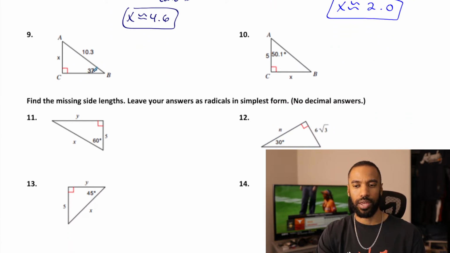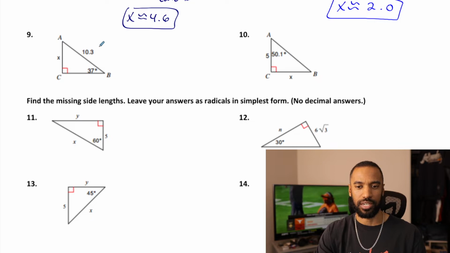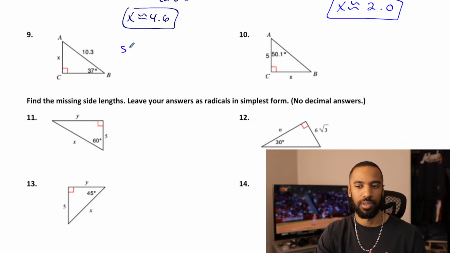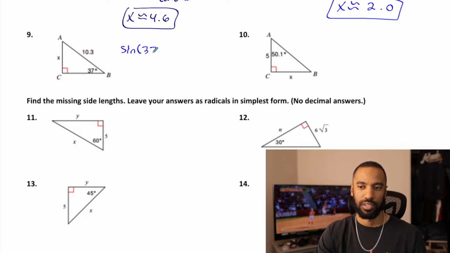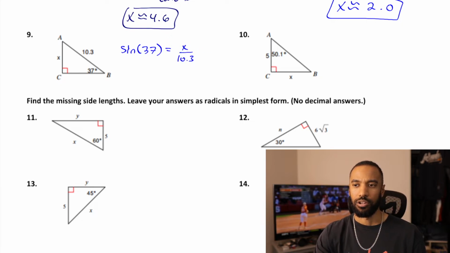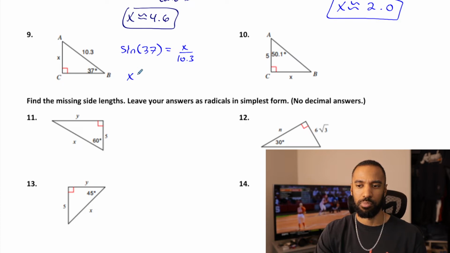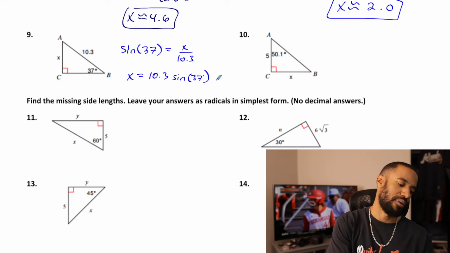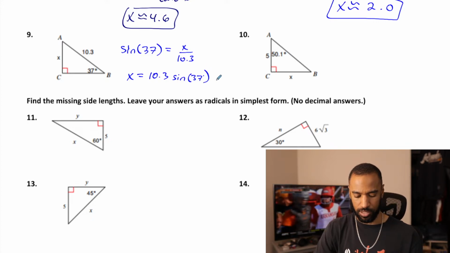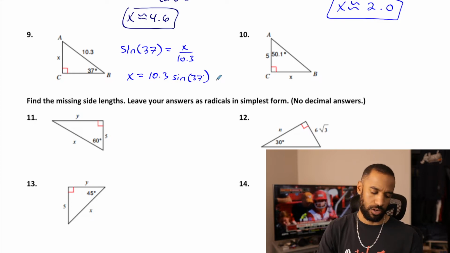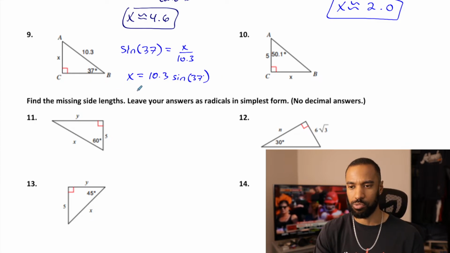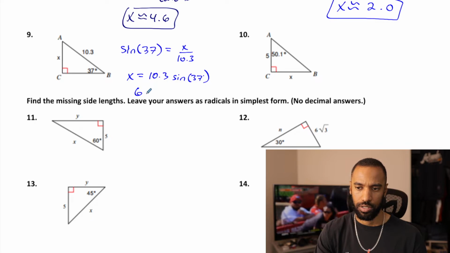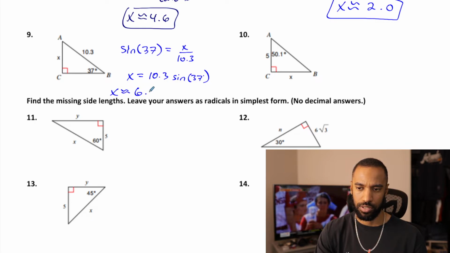With the 37-degree angle measure, I'm looking for the side opposite, and I have the hypotenuse. That's sine. Let's take the sine of 37, and that's going to equal x over 10.3. Algebraically, if we multiply both sides by 10.3, we get x equals 10.3 times the sine of 37 degrees. Calculator ahoy. 10.3 times the sine of 37, and we get 6.19, so 6.2. X is about 6.2.